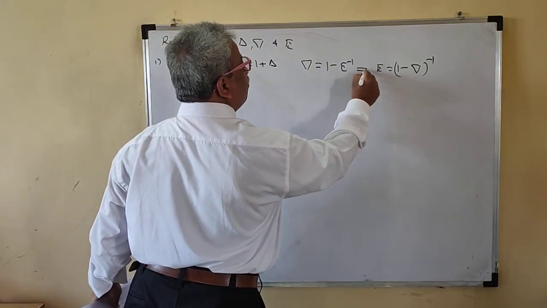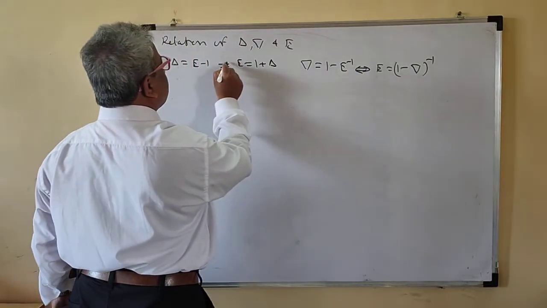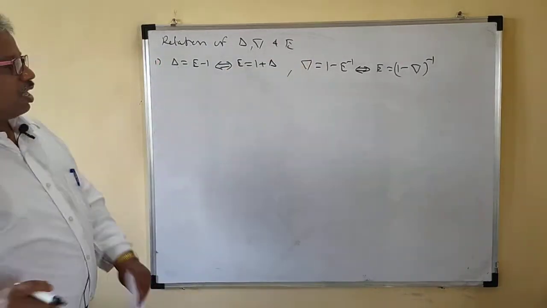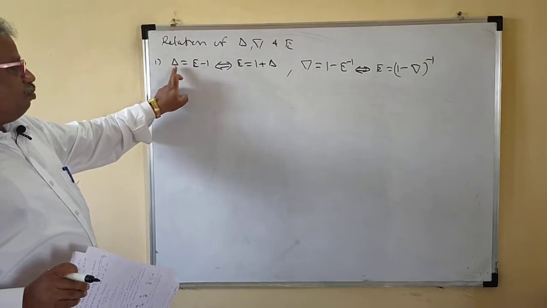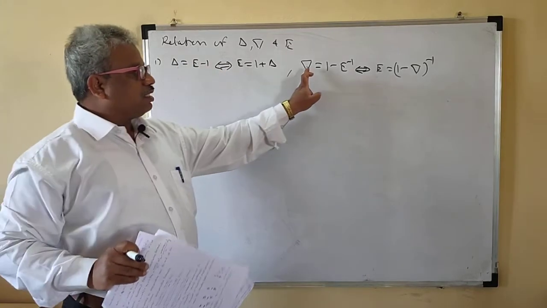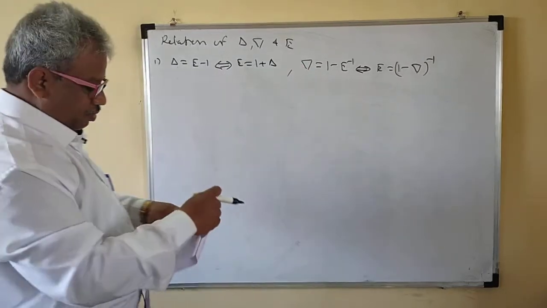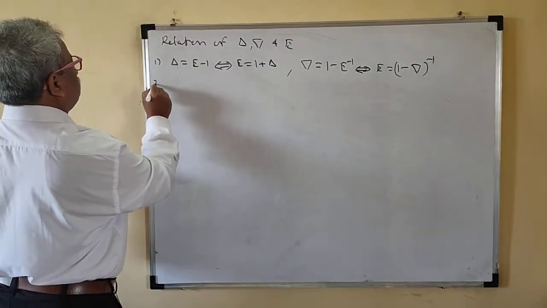This and these are the same. These two are the same. This is the relation between the forward difference and the shift operator. This is the difference between the shift operator and the backward difference operator. Okay. Next.